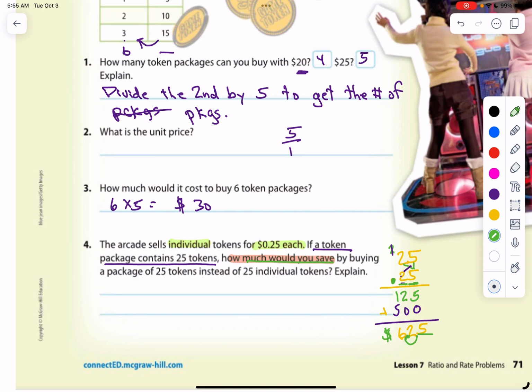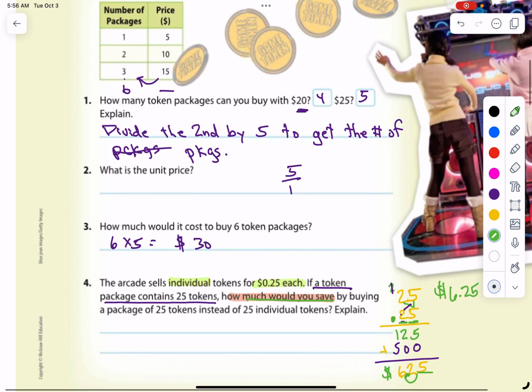But if we buy a package, let's look up here again. One package is $5 right here. One package is $5. So how are we going to figure out how much we save? Because that's the actual question. Yes, we are going to subtract. We're going to subtract $5, which is the package price, from $6.25, which is the buying it individually price.